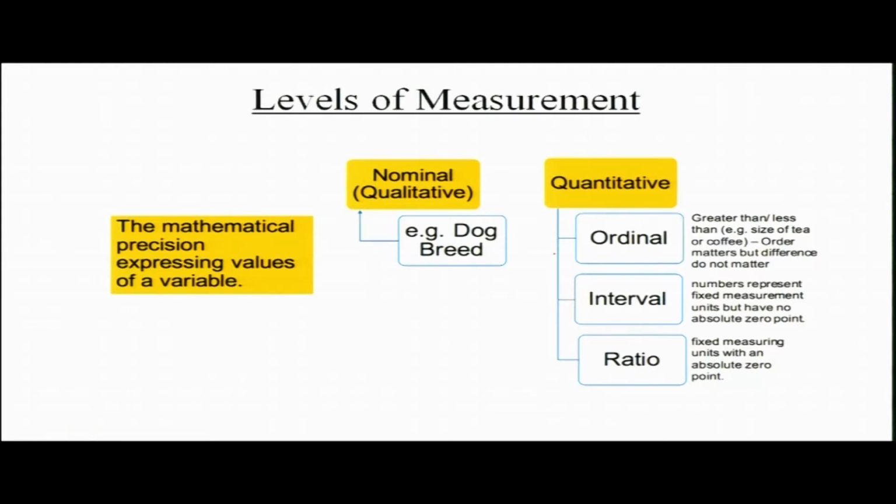For an interval variable, the numbers represent fixed measurement units, but have no absolute 0 point. So you're moving up the numerical scale here, introducing numbers that represent a fixed measurement, but they have no absolute 0 point. And for a ratio, you do have a fixed measuring unit with an absolute 0 point.